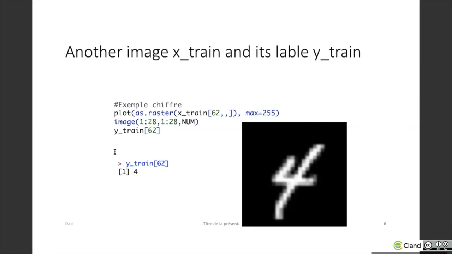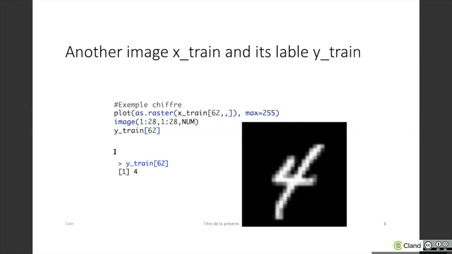So here it is a 4, you see. And here again, we have a raster 28 by 28. So we have many, many images like this. They are all different. The number 4 will not always be written like this. And the number 2 as well, they will be written differently. Different people will write these numbers.